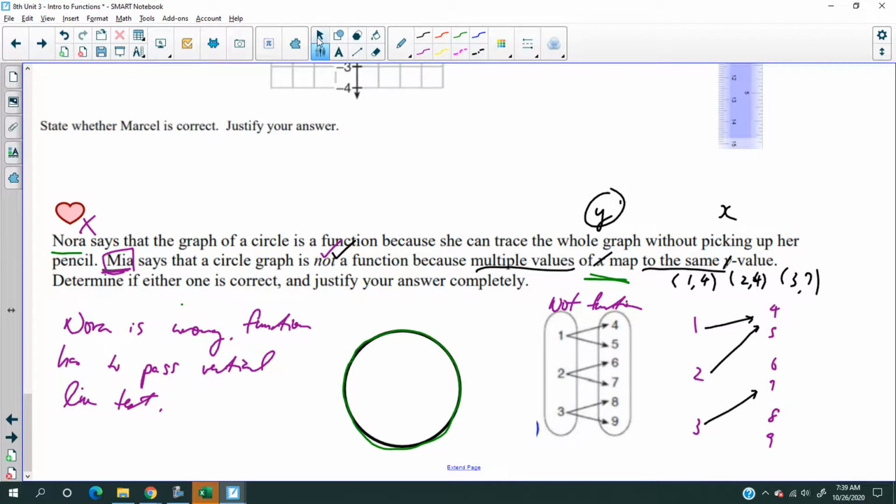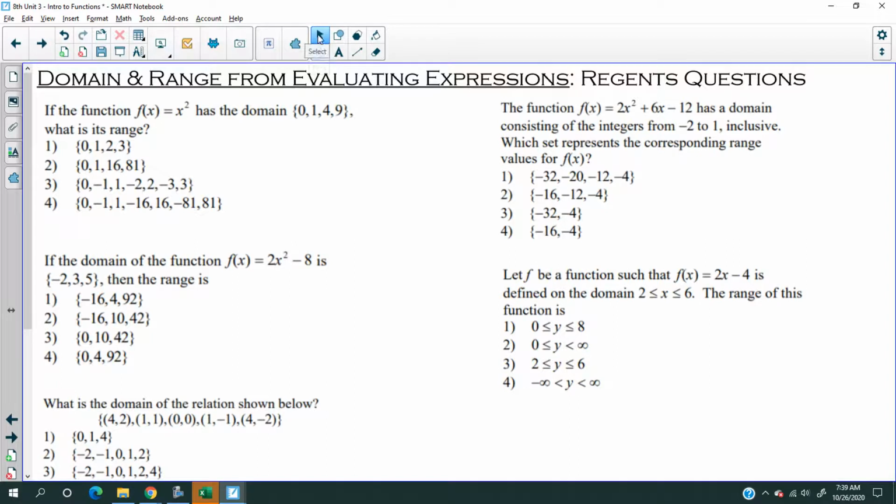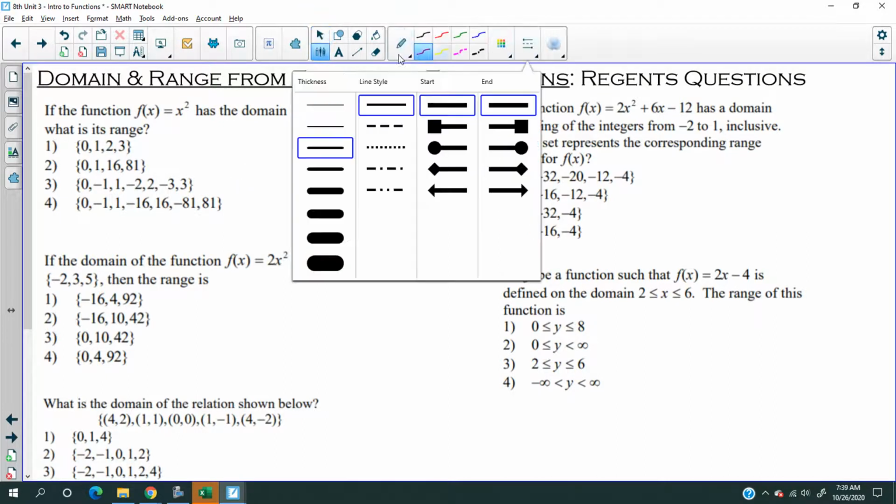Now, today we're gonna spend a little bit more time on domain and range. The only way that I could show you this is simply by showing you some questions from the regents, because you're actually still evaluating functions, believe it or not. So I'll give you one example and then I'll let you do the rest. How about that?